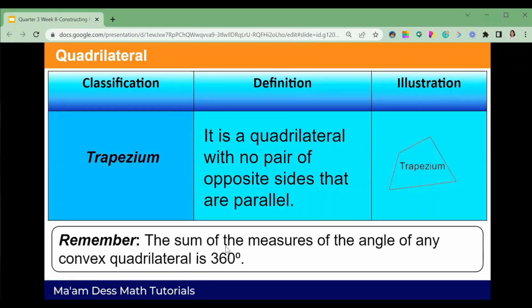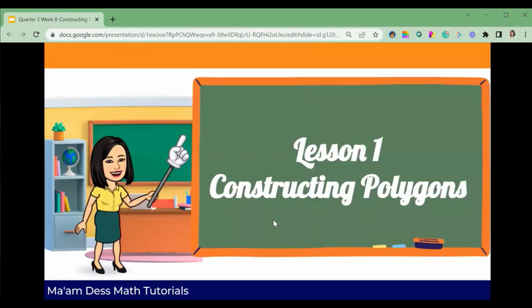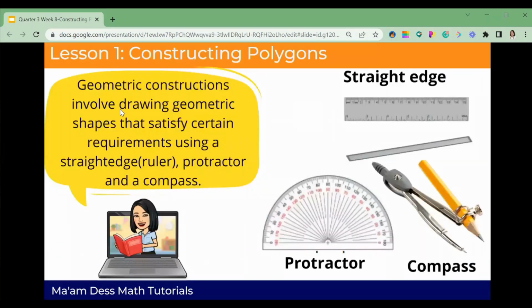Remember that the sum of the measures of the angles of any convex quadrilateral is 360 degrees. Let's proceed to lesson 1, which is constructing polygons. Geometric constructions involve drawing geometric shapes that satisfy certain requirements using a straight edge or ruler, protractor, and compass, as you can see from the pictures at the right.